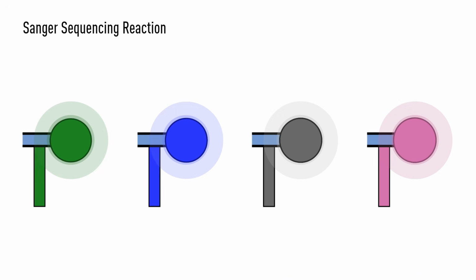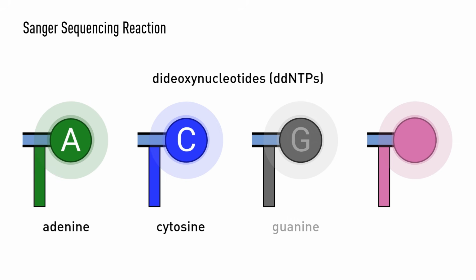Sanger sequencing reactions also include fluorescently labeled dideoxynucleotides, ddNTPs. Each of the four ddNTPs, adenine, cytosine, guanine, and thymine, are labeled with a different color. Relative to the large number of regular nucleotides in the reaction, just a small number of ddNTPs are included.